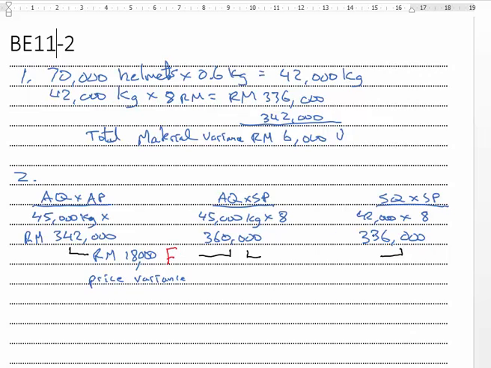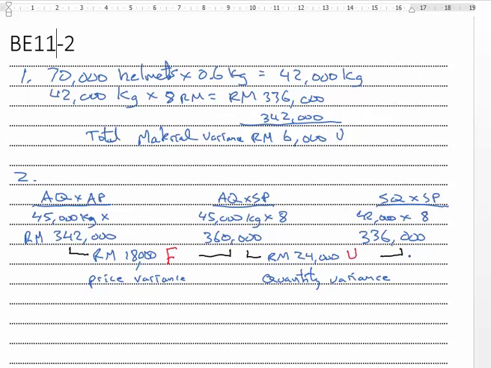But we can tell that here we have an unfavorable quantity variance. We should have used 42,000, actually used 45,000, and that cost us 24,000, and it was unfavorable. So, quantity variance.